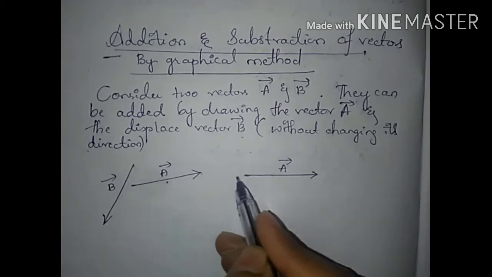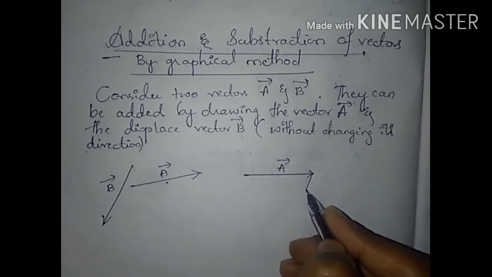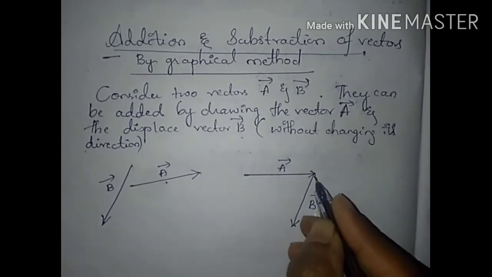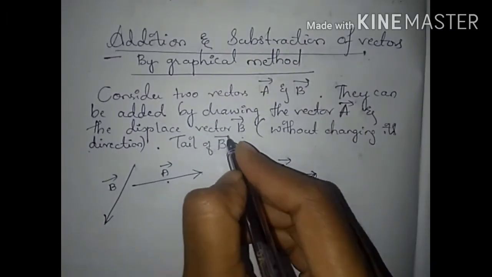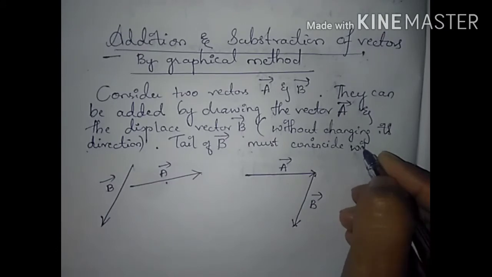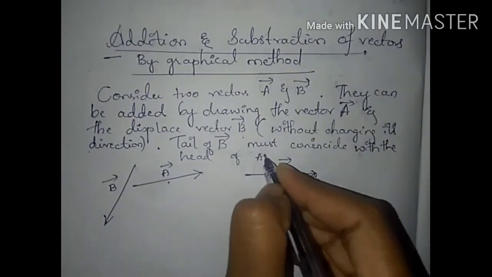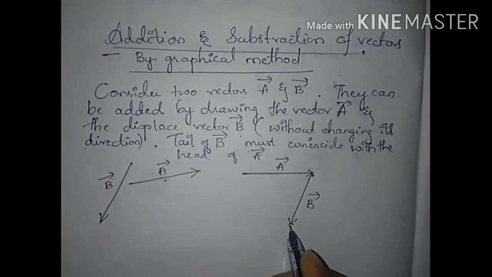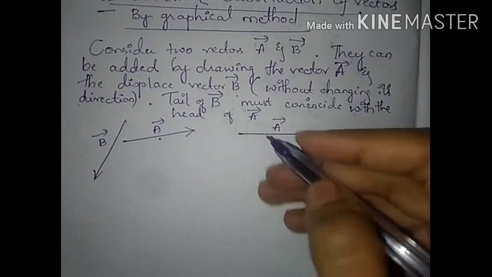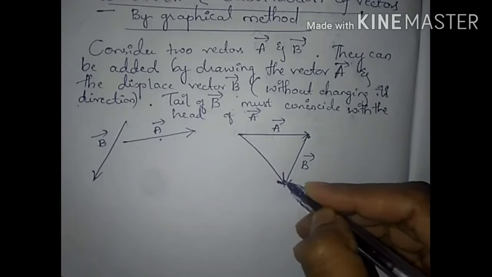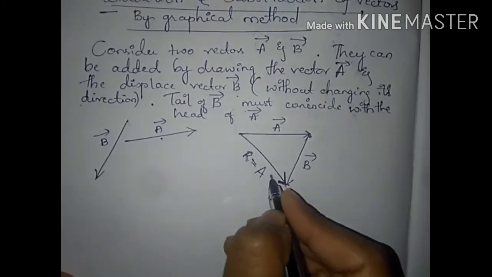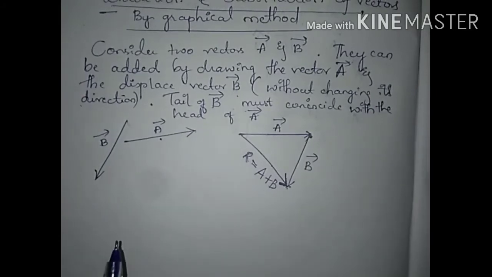So if you draw the same vector B, then the tail of vector B should coincide with the head of vector A. See here, I am not changing the direction of vector B, but the tail of vector B coincides with the head of vector A. So now to add these two vectors, you have to draw the resultant vector from vector A to vector B. So this vector is the resultant vector that can be denoted as R. So R can be written as A plus B. R is the resultant vector.